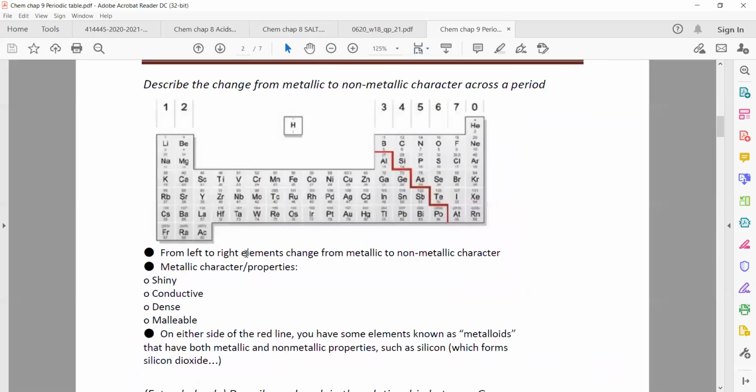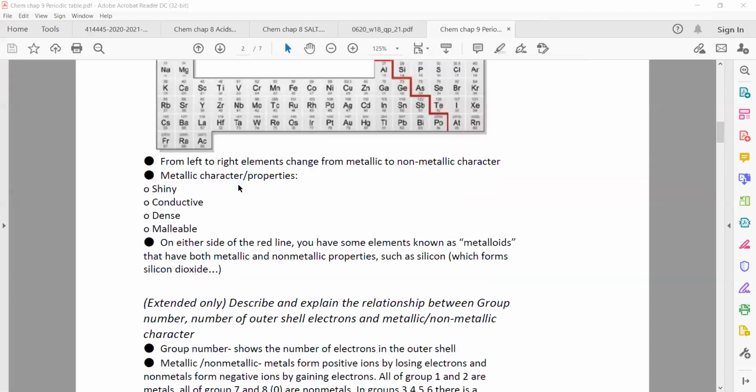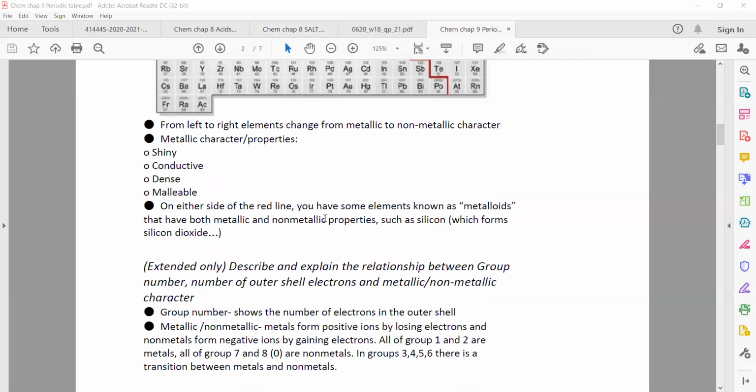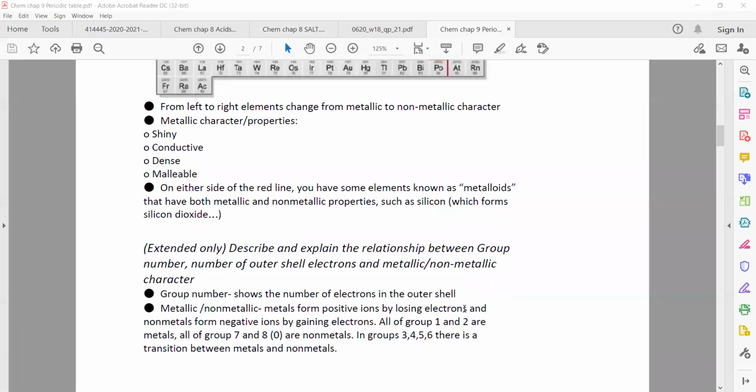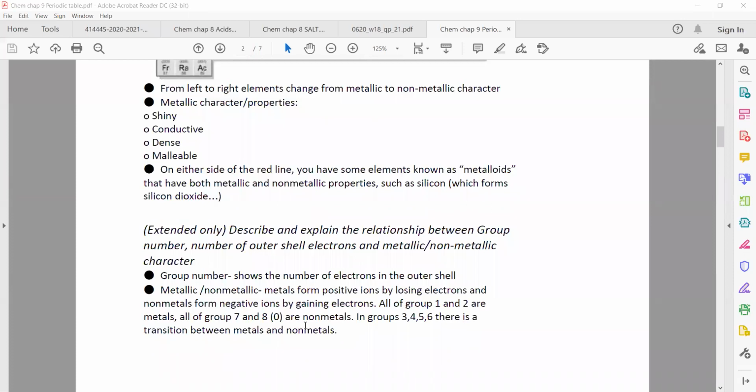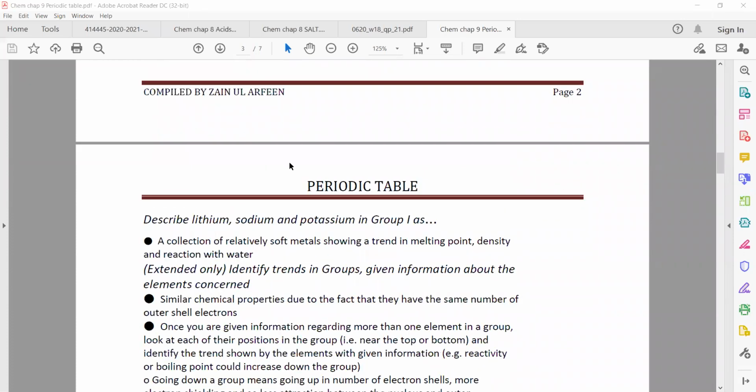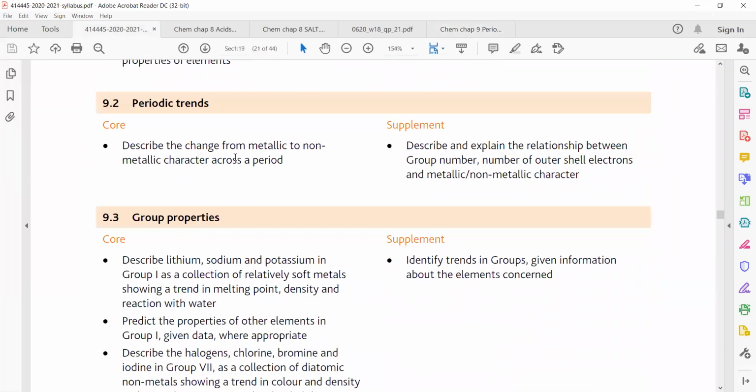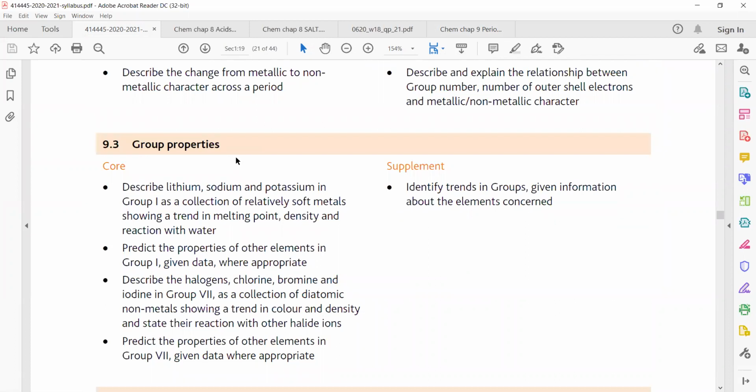So from left to right, the elements change from metallic to non-metallic. The characteristics of metals are that they are shiny, conductive, dense and malleable. On either side of the red line, there are some elements which we also call metalloids. They have similar properties: some resemble metals and some resemble non-metals. Then the group number shows the number of electrons in the outer shell. Metals form a positive ion, they lose electrons, and non-metals form a negative ion by gaining electrons, except group 8. Group 8 does not tend to lose or gain electrons. It has a complete shell.